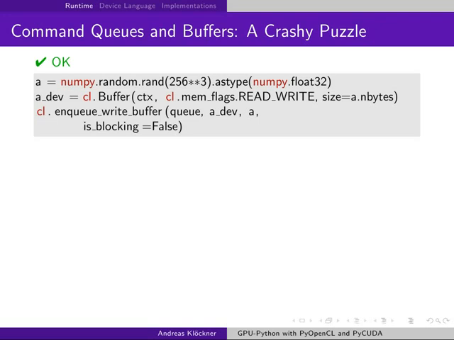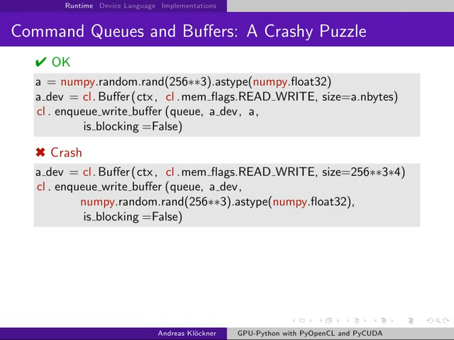Right. Here's a puzzle for you involving buffers and command queues. Here I get an array of random numbers, cast it to single precision floating point, make a buffer, read-write, and I enqueue a write to that buffer. And that says it's okay, so there's not much of a puzzle here. Here's something different. I allocate a buffer and do pretty much the same thing. I feed it an array of random numbers that I cast to float, and apparently this crashed. Anyone have an idea why?